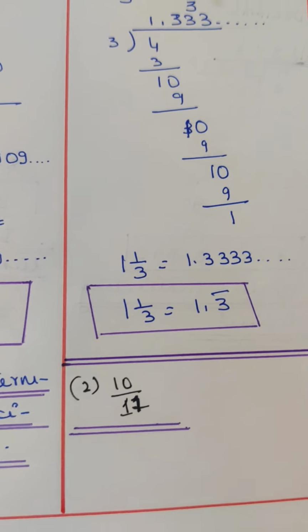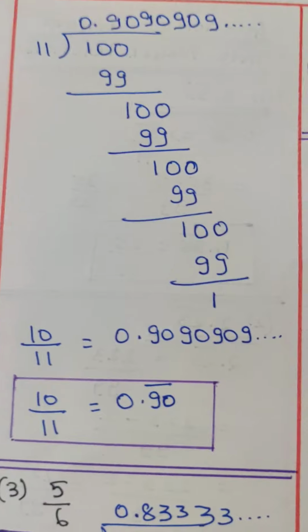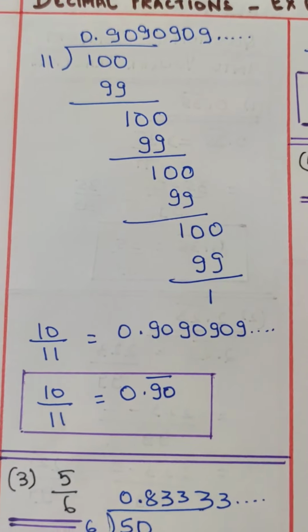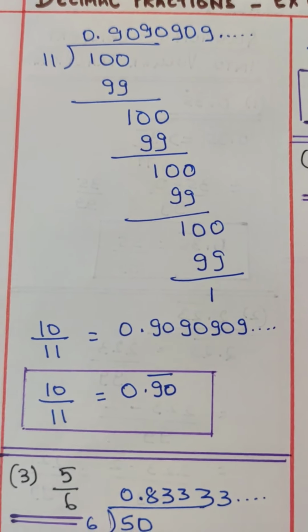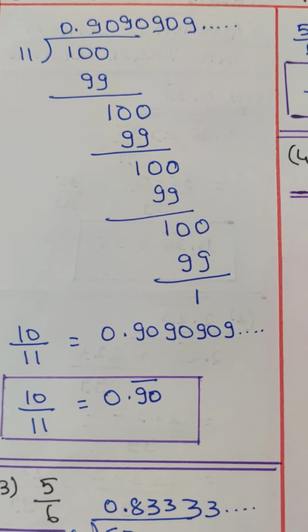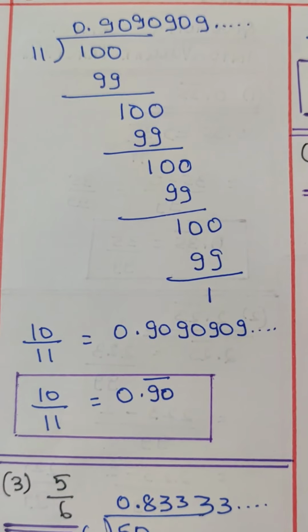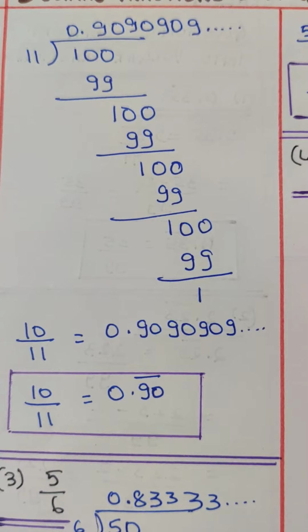Now let's move on to the second one, 10 by 11. 10 will not go in 11, so we put a point and a 0 in the quotient. It becomes 100. 11 nines are 99, and 1 is the remainder.